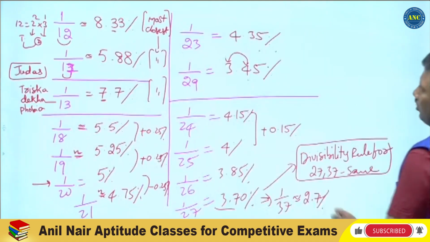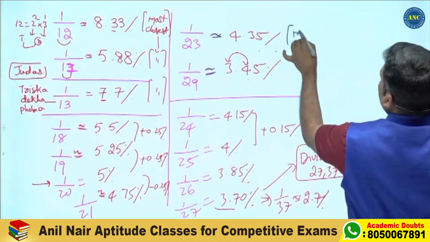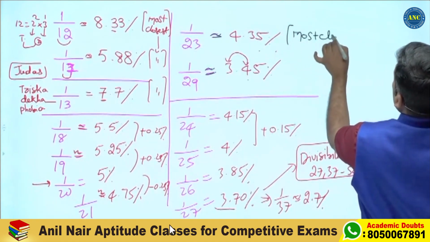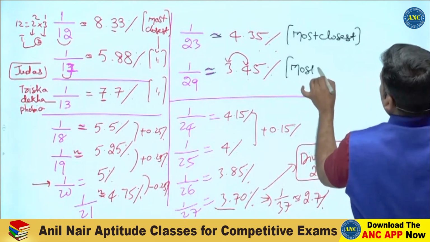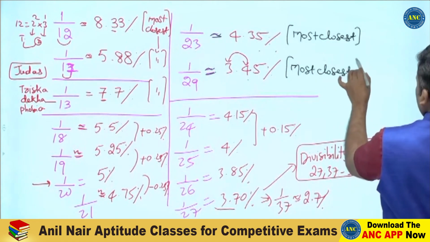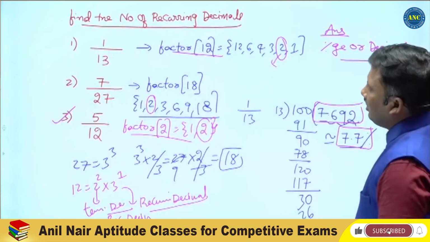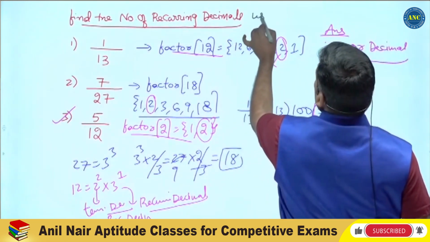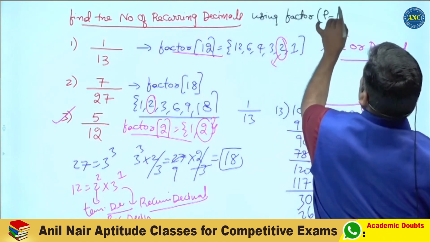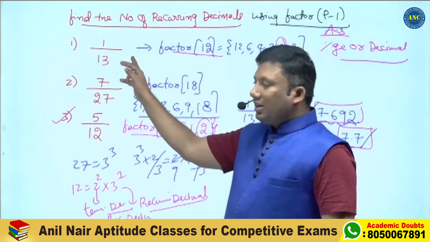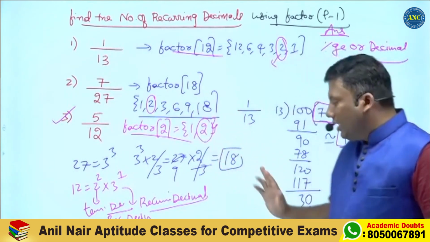So these are also not exact, most closest. That is very important to me. Mathematically also we should be very, very right. And these also will be most closest. I hope it is clear. Find the number of recurring decimals using the factor of p minus 1 concept. 13 is a factor of 12. 27, from there you can derive. I hope the idea is clear.